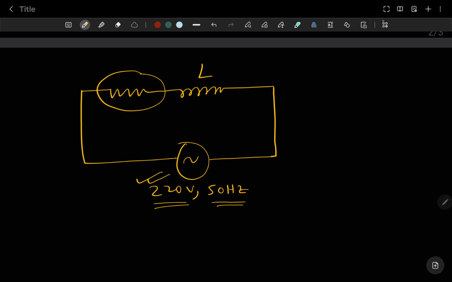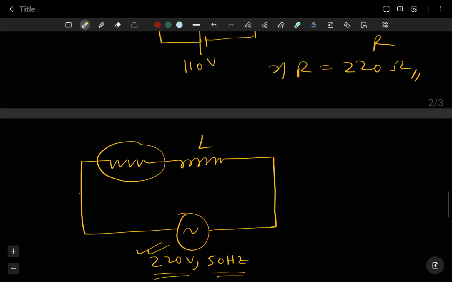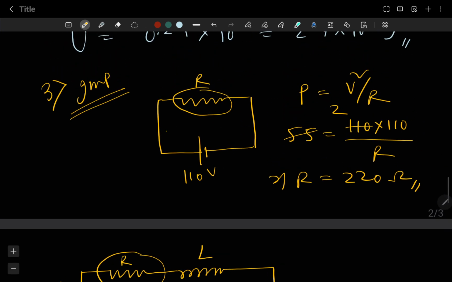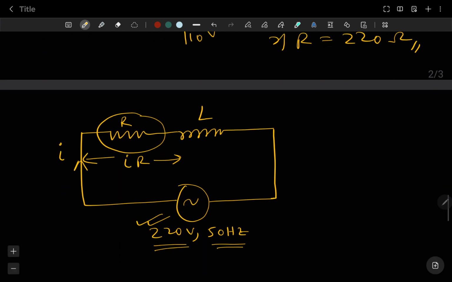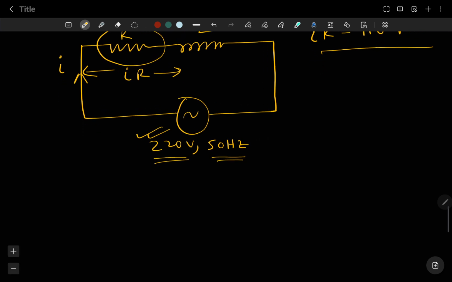Now when this bulb is connected to this choke coil and the AC source, it actually gets the correct voltage. That means the current through it is I, so the voltage is IR. Here it was getting 110 volt, so here also it will get 110 volt, so IR will be 110 volt.